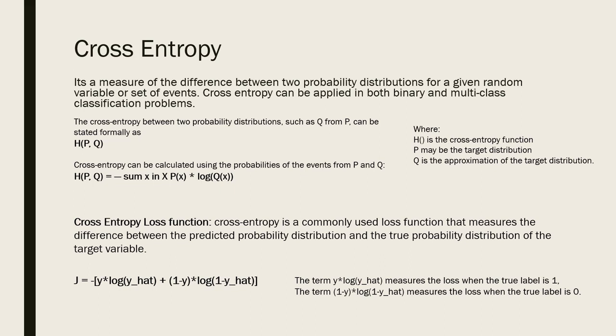The formula for calculating cross entropy is as shown in the slide. As we can see, the first equation shown, that is H(p, q) equals minus the sum over x in X of p(x) times the logarithm of q(x), is the equation for calculating the cross entropy. The equation shown below is actually used for calculating the loss function.